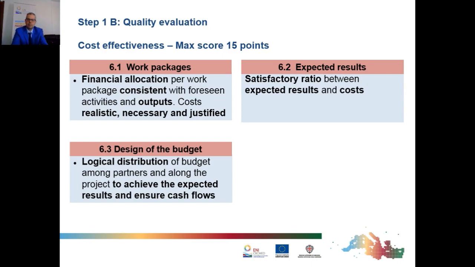Section number 6.2 concerns the expected results, and under this criterion, assessors will check the value for money of the proposal. Therefore, they will check that there is a satisfactory ratio between the expected results and the cost.